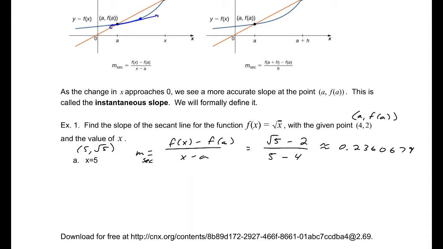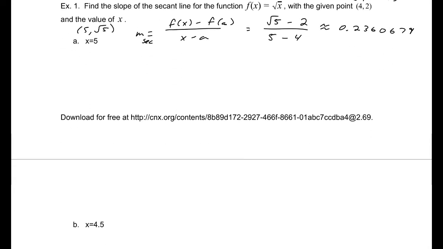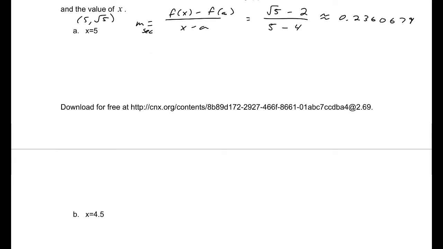Well, let's next consider the value x equals 4.5. The idea is that we're getting closer to 4. I'm going to leave that as the square root of 4.5. So the slope of the secant line is f(x), that'll be the square root of 4.5, minus our y value that we were given, which is 2.